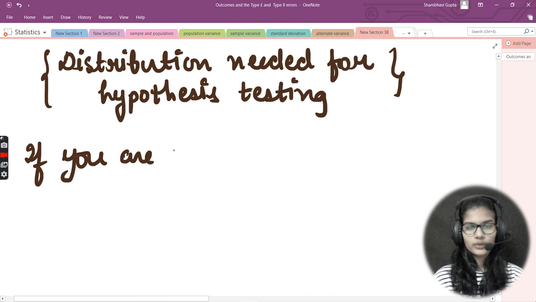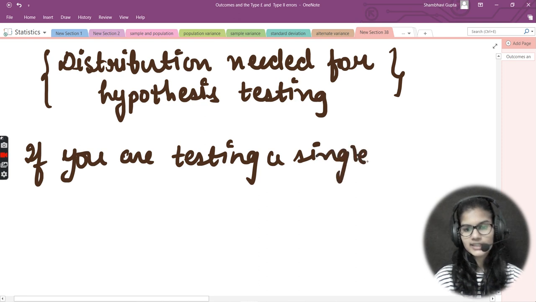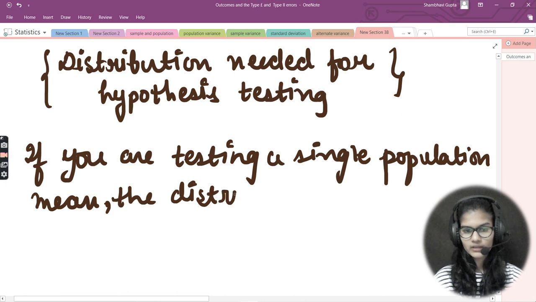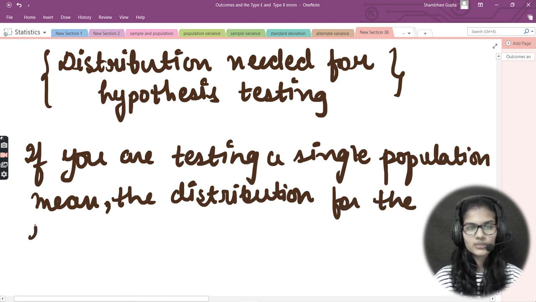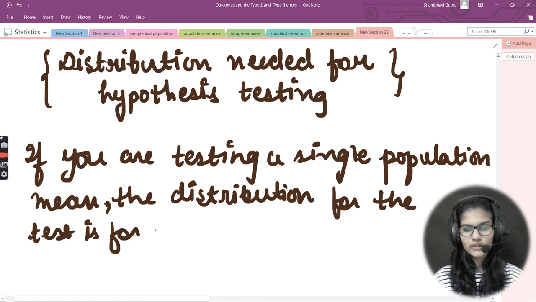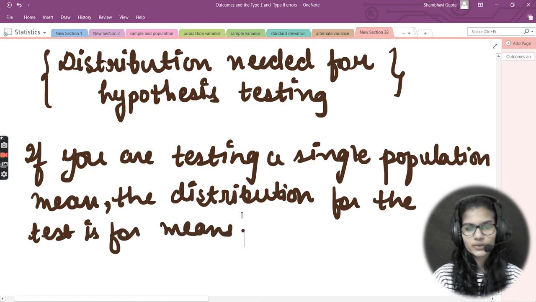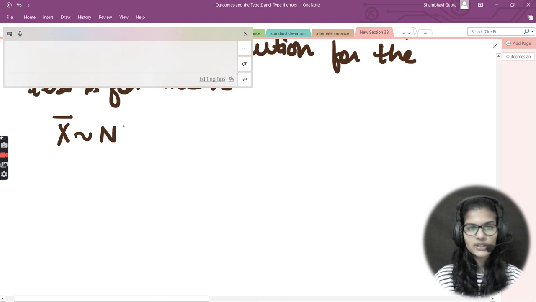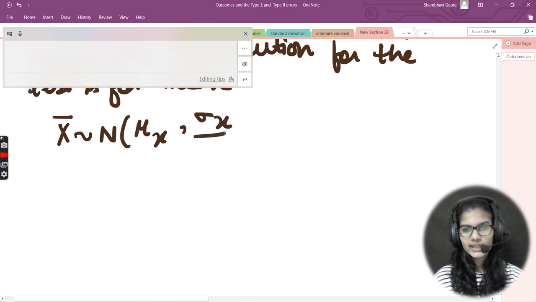So if you are testing a single population mean, okay, my condition is that if you are testing a single population mean, then the distribution for the test is for means. Okay, the distribution for the test is for the means. Let me just come down here and write out the formula. That is basically x bar is approximately equal to capital N, and in the bracket it is mu x comma sigma x upon under root of n.